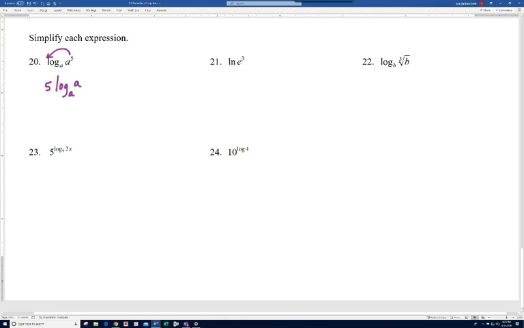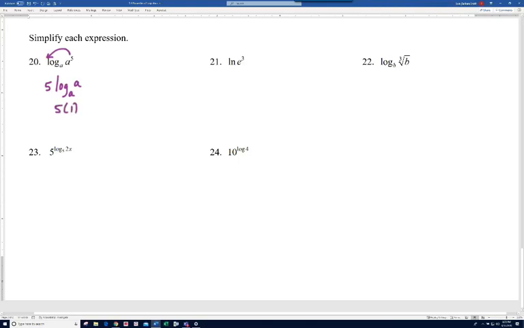Now remember, a logarithm like this can be simplified. A logarithm is an exponent. This is the exponent you put on a base of a to get a. Well, that would be 1. a to the first power would be a.